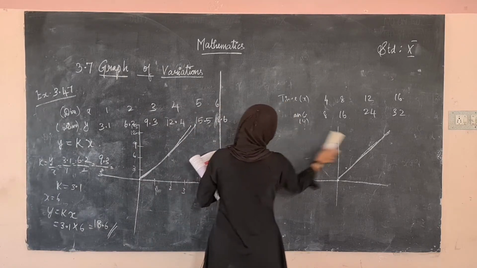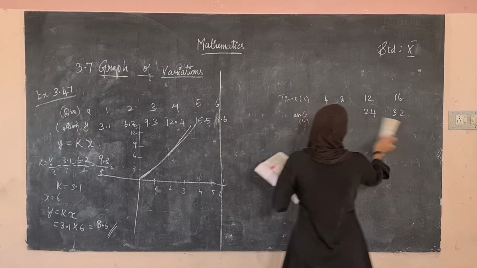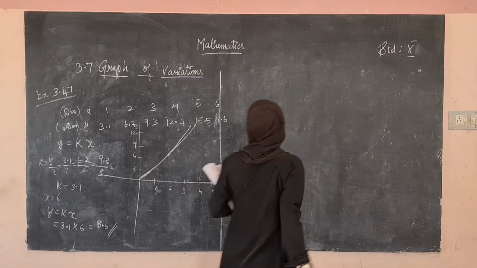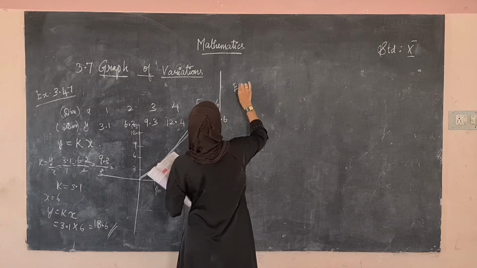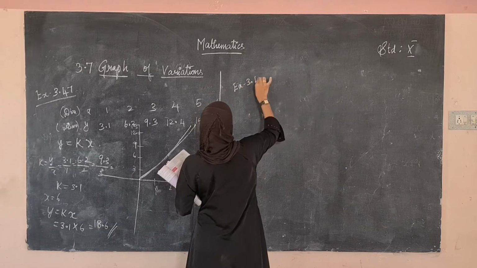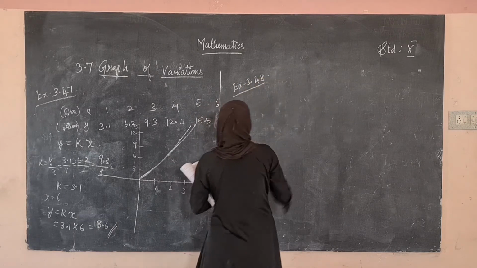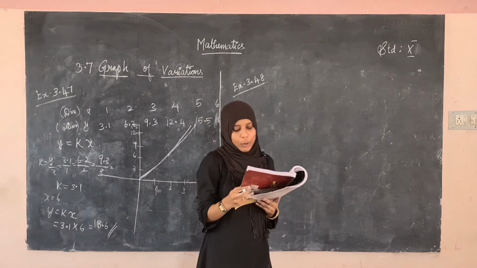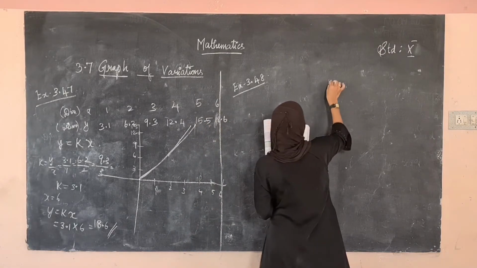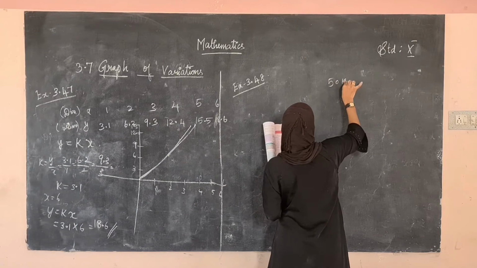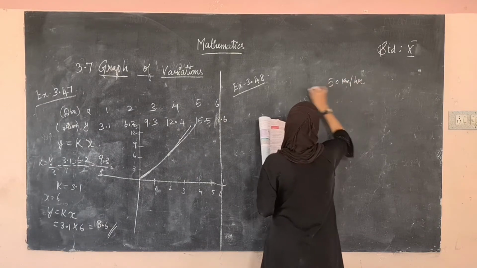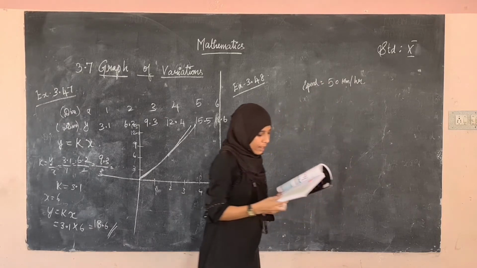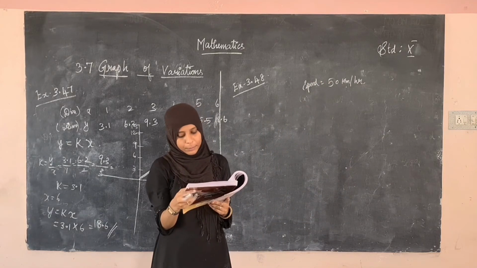Example 3.48. Okay, so what's the question? A bus is traveling at a uniform speed. What's the speed? Speed is 50 kilometers per hour. So this is the speed of the bus. The bus is traveling at a speed of 50 kilometers per hour.